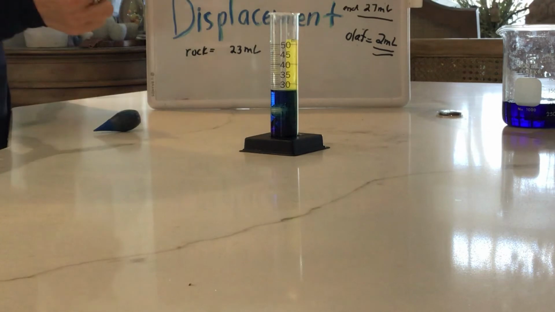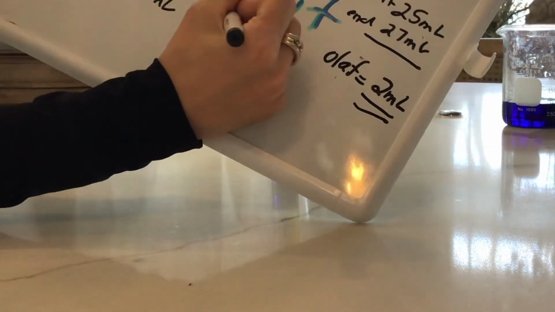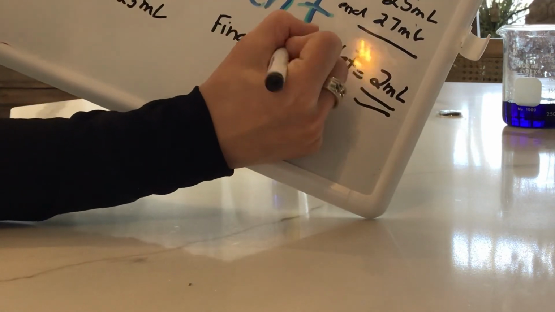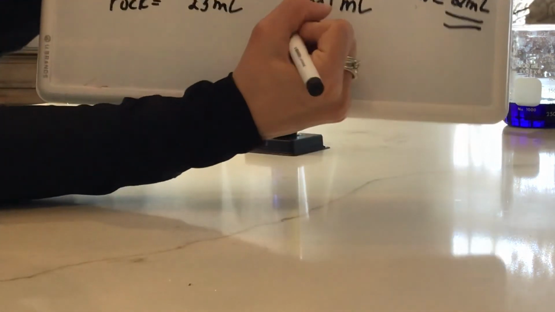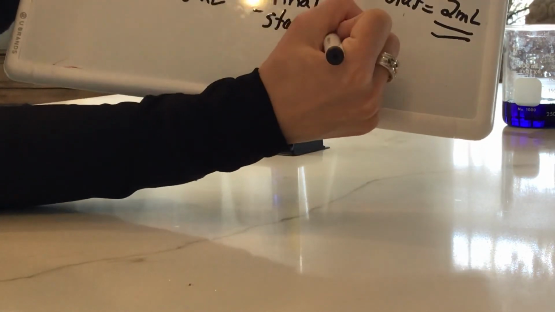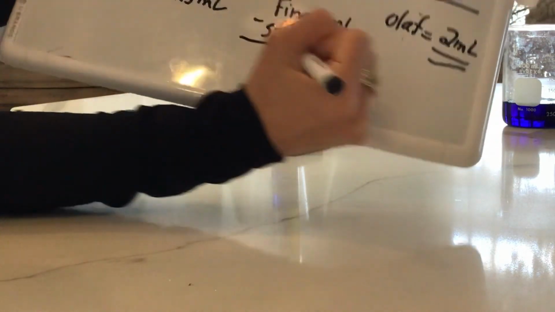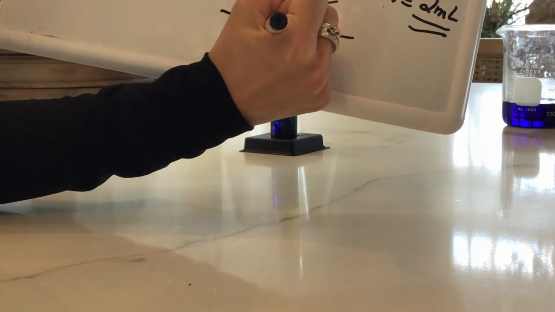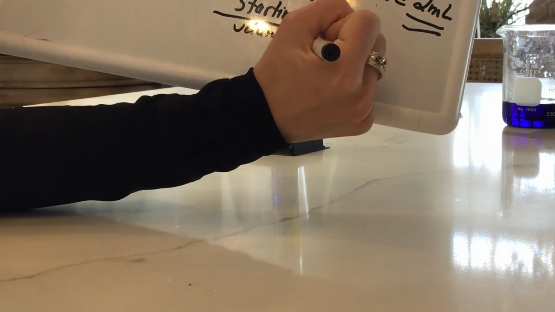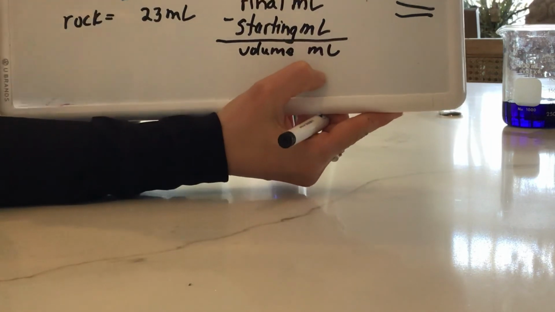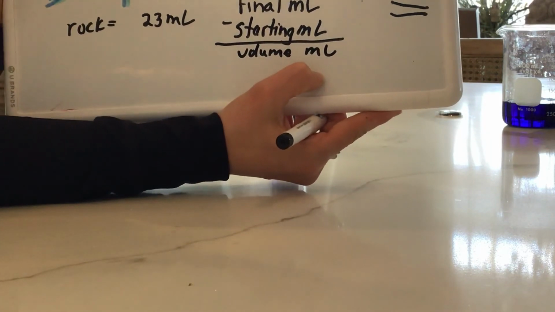So the subtraction problem should be whatever your final milliliters minus starting, because the starting will always be less, right, equals the volume of the irregular shaped object. Make sure that you always mark it with your unit, which is milliliters, okay?